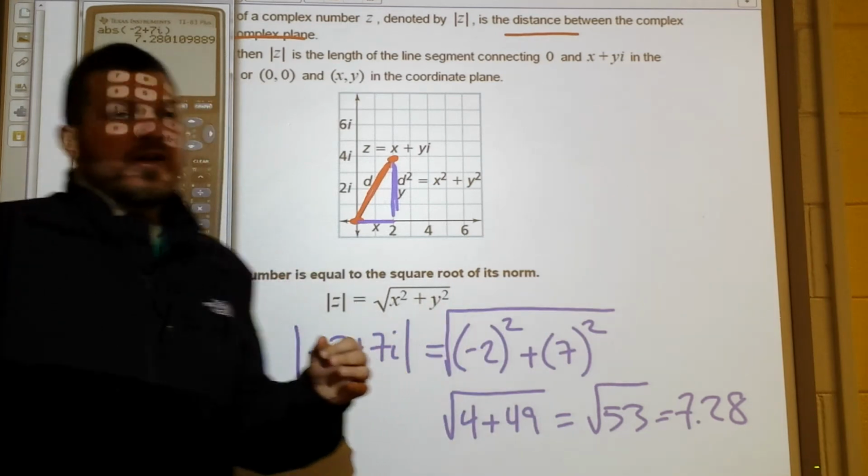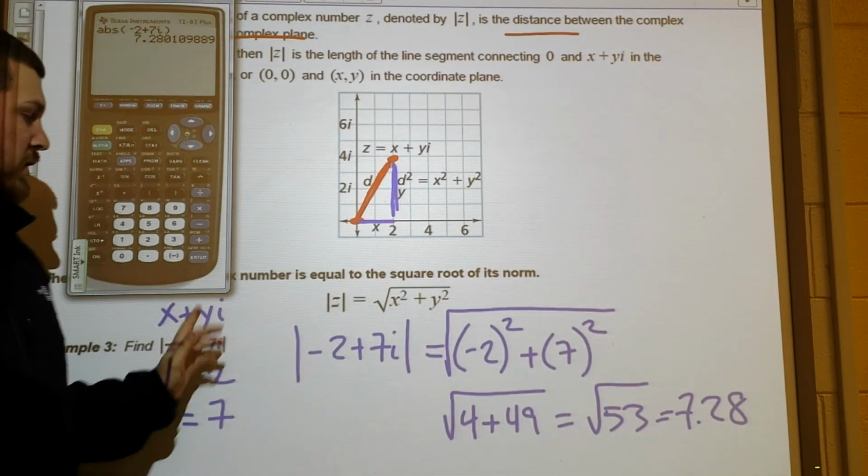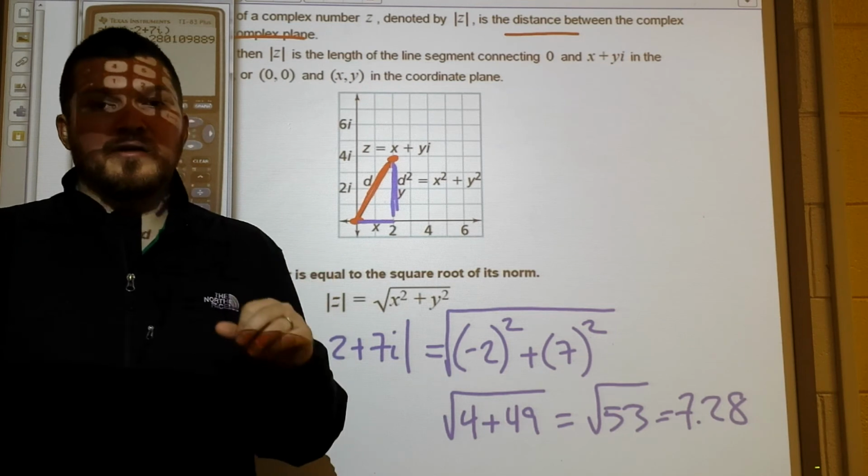So anytime you need to find the absolute value of a complex number, you can either do it by hand, but I really suggest, since it's easier, using the calculator. That's it for this video.